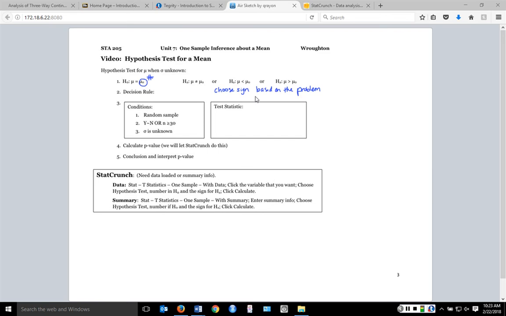My decision rule is still to reject the null hypothesis, and for me that generally means that we're going to then believe the alternative hypothesis if our p-value, or our probability that we calculate, is less than our alpha.